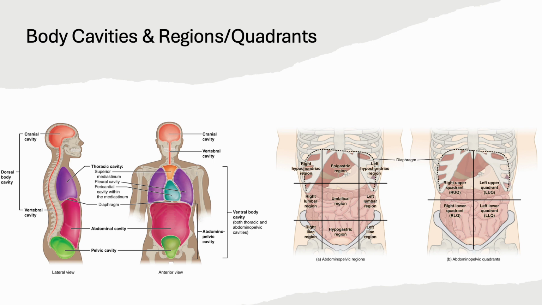And then the regions and quadrants of the body below the diaphragm include the right hypochondriac region, the epigastric region, and the left hypochondriac region. And then going down the middle, the right lumbar region, the umbilical region, and the left lumbar region. And then all the way at the bottom is the right iliac region, the hypogastric region, and the left iliac region. And in our quadrants, we have right upper quadrant, right lower quadrant, left upper quadrant, and left lower quadrant.